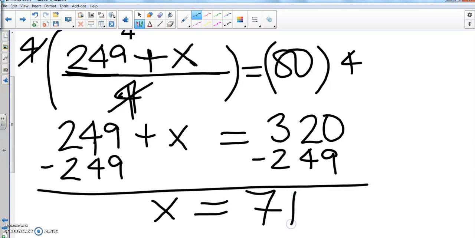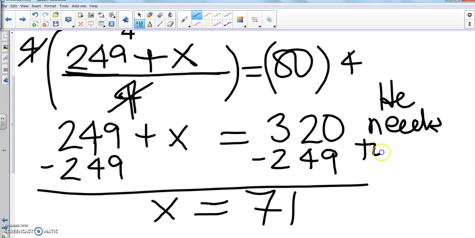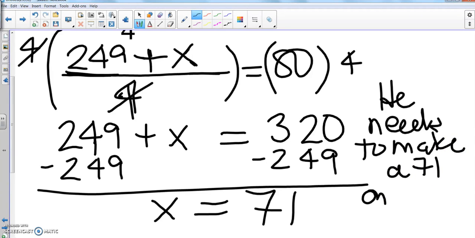71. So if we want to answer the question right, we got to say that he needs to make a 71 on the 4th test.